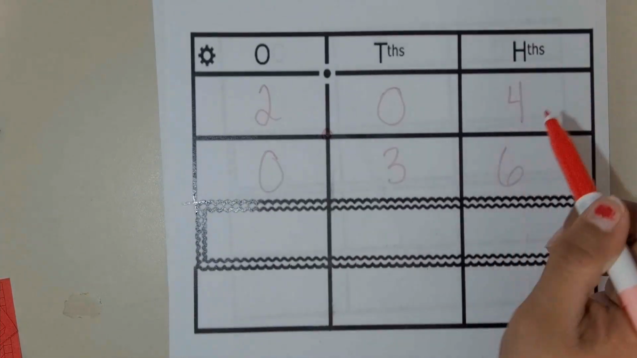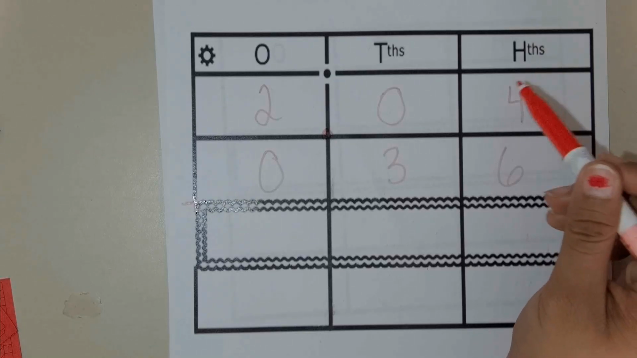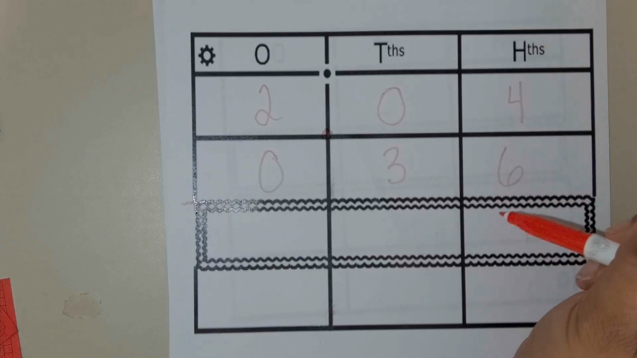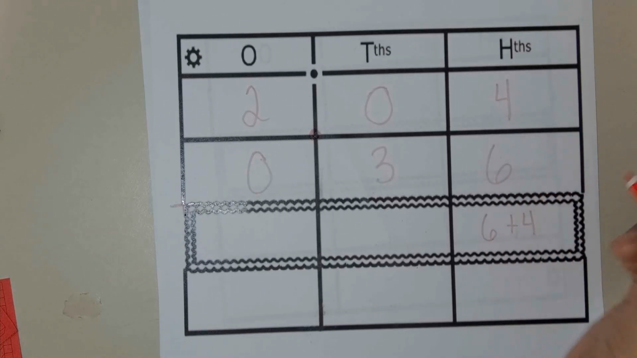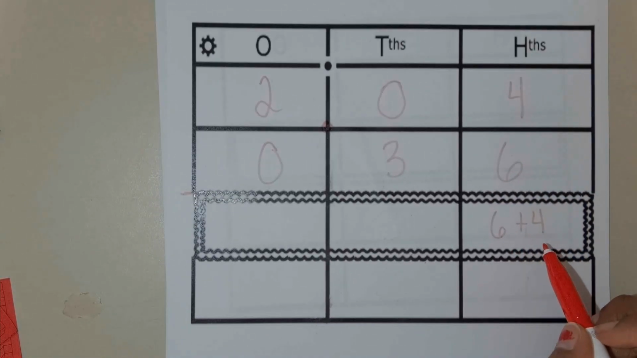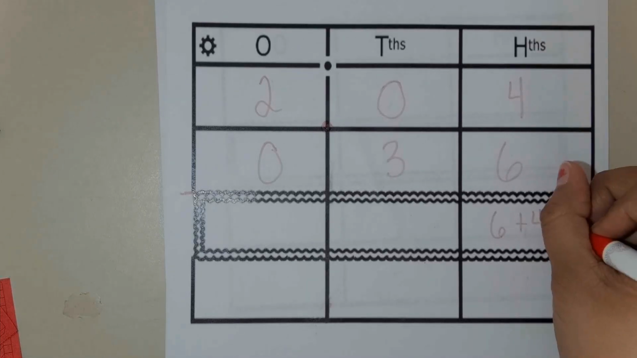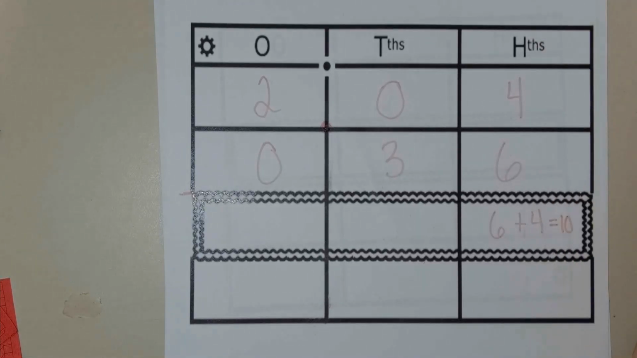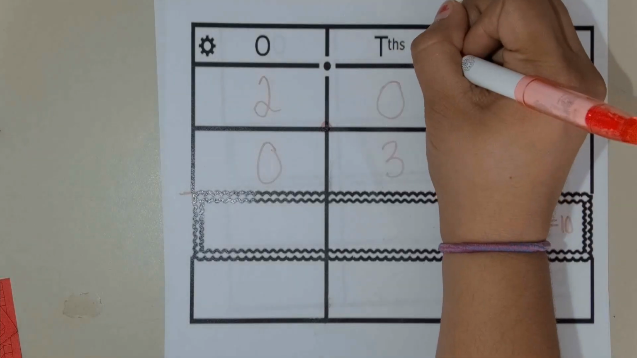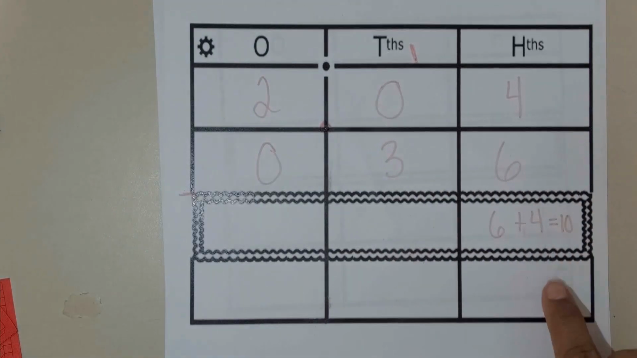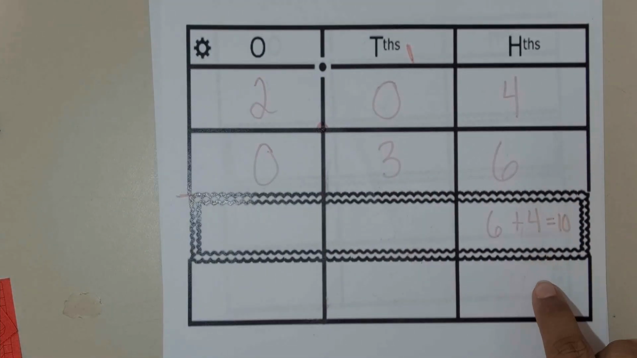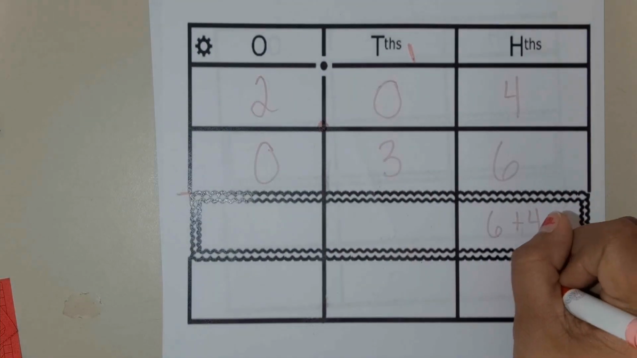So again, we always start off with our hundredths. So I'm going to bring it down here. So I am going to have 6 plus 4. What is 6 plus 4? Well, 6, 7, 8, 9, 10. That is exactly 10. So do I have enough to make one rod? Yes, I do. So I'll have another rod here. And here, am I going to have any leftover hundredths? No, so this just becomes a 0.